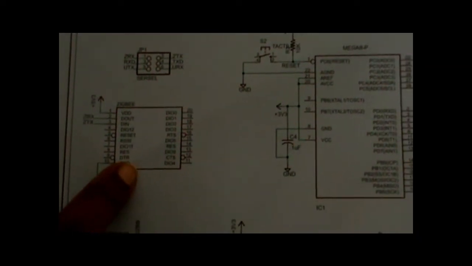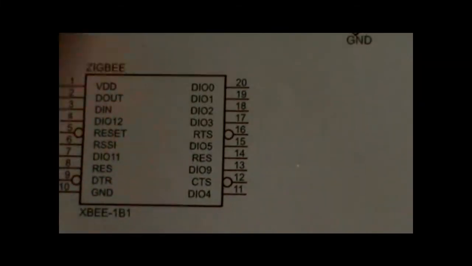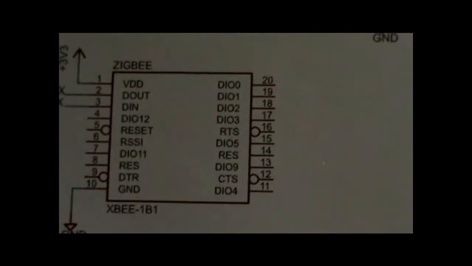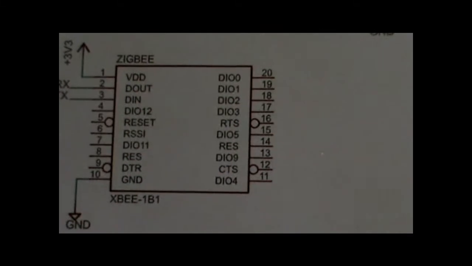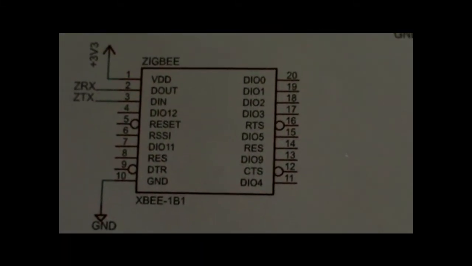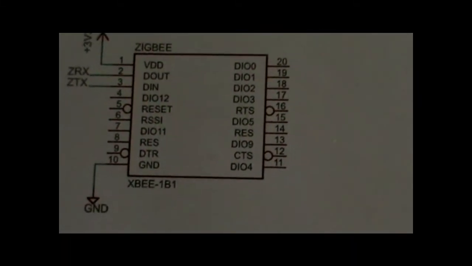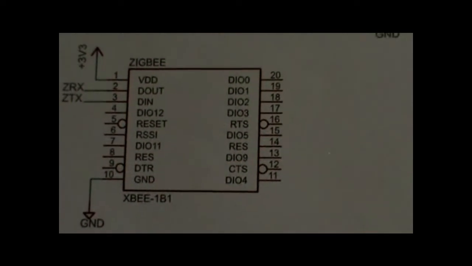This is the microcontroller and this is the XBEE device. It is a transceiver, that is, it can be used both as transmitter as well as receiver. It will transmit the data to another XBEE device placed somewhere else, and that receiver will receive the data and should be connected to the PC using USB.